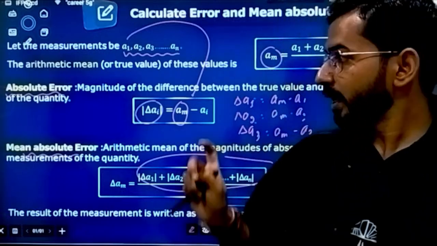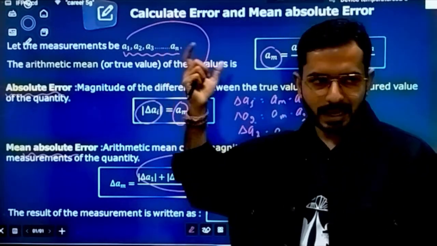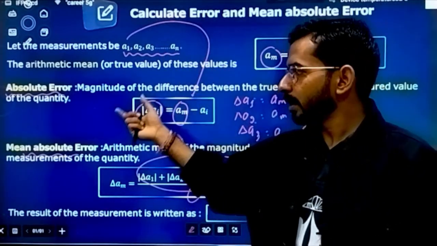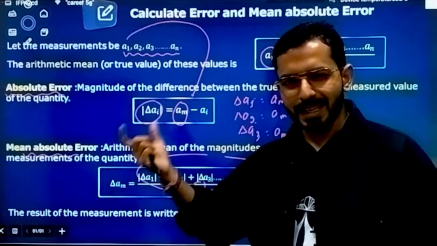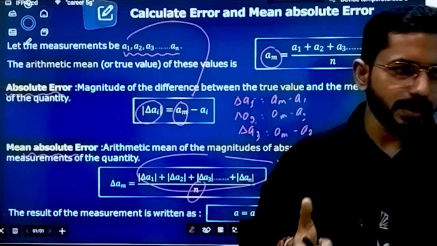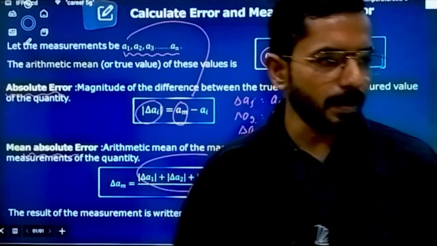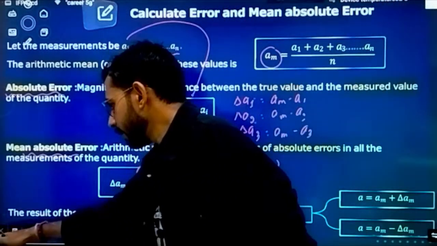So this is the step. What will you do firstly? Firstly you will be taking the average of all those values. Then you will be calculating the absolute error one by one. Then what will you be doing? Mean absolute error. Just take the average of all those absolute errors that you have calculated. That's it. That is the basic process that you have to follow. Is it clear?